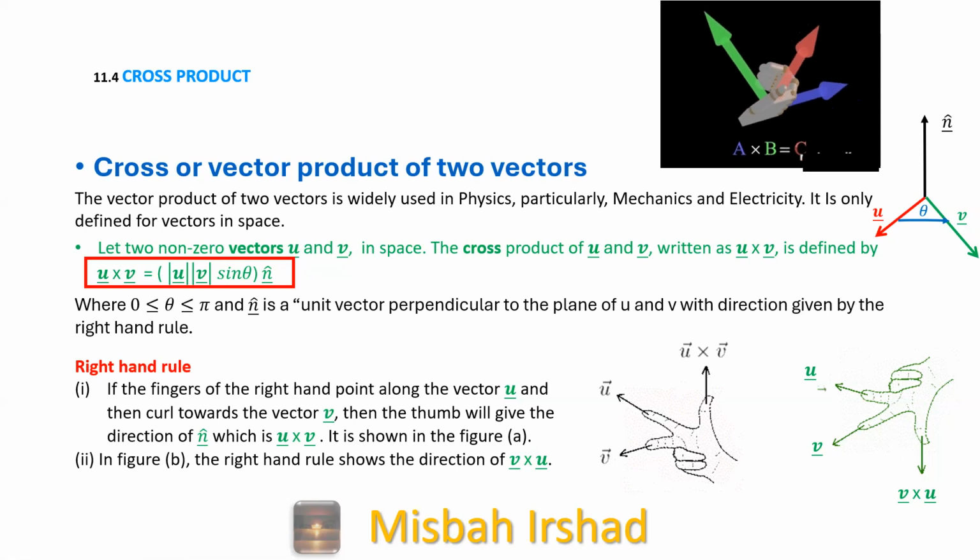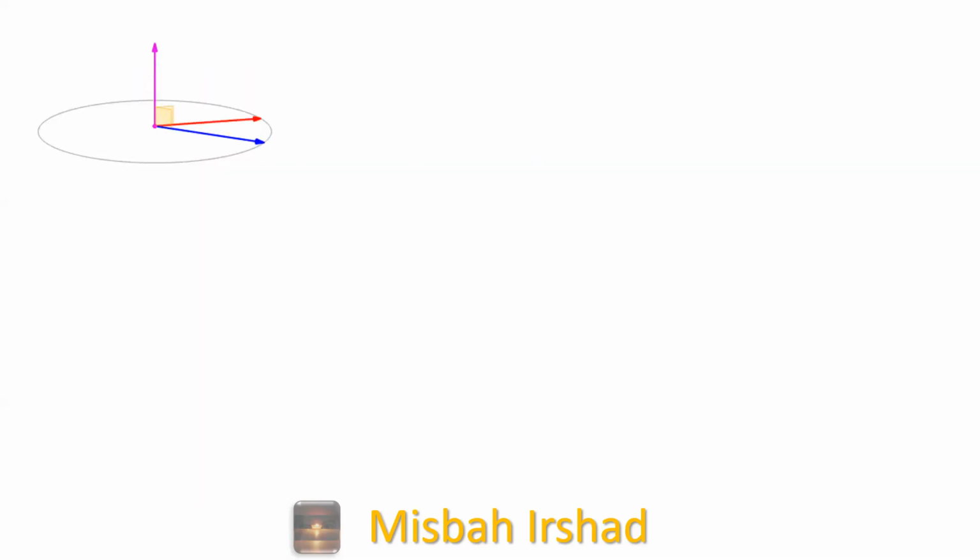You can also understand the direction of the cross product with this animation. Point the fingers of your right hand in the direction of A, curl them towards B, then your thumb is pointed towards the vector C, which is perpendicular to both A and B, and this is the direction of A cross B. This is another view to understand the direction of the cross product of two vectors.